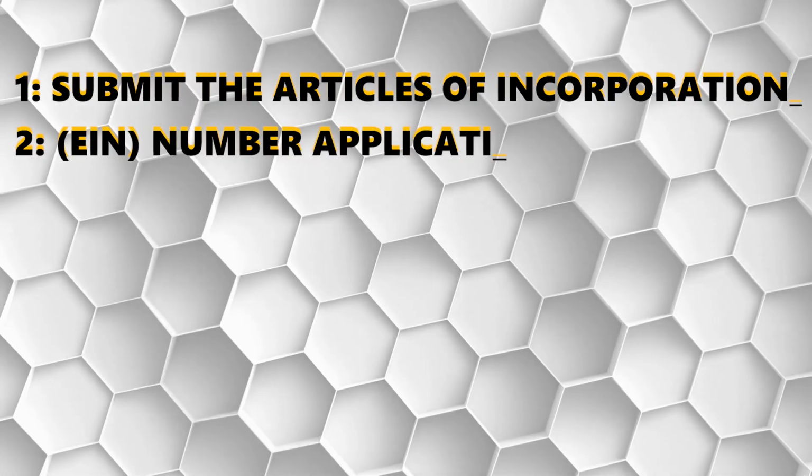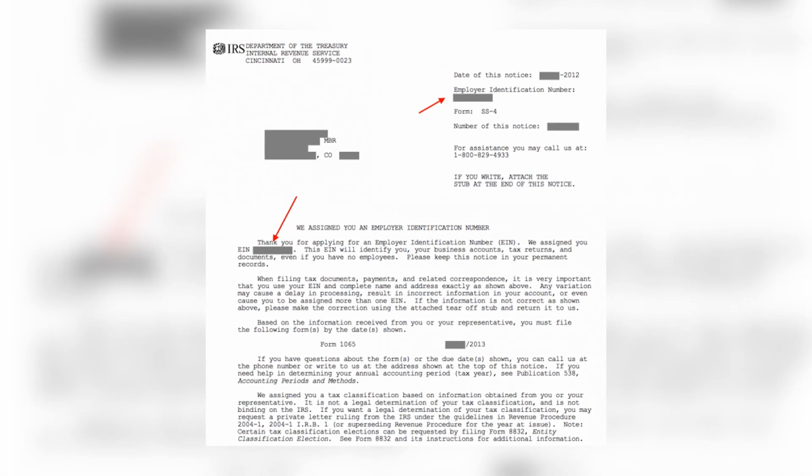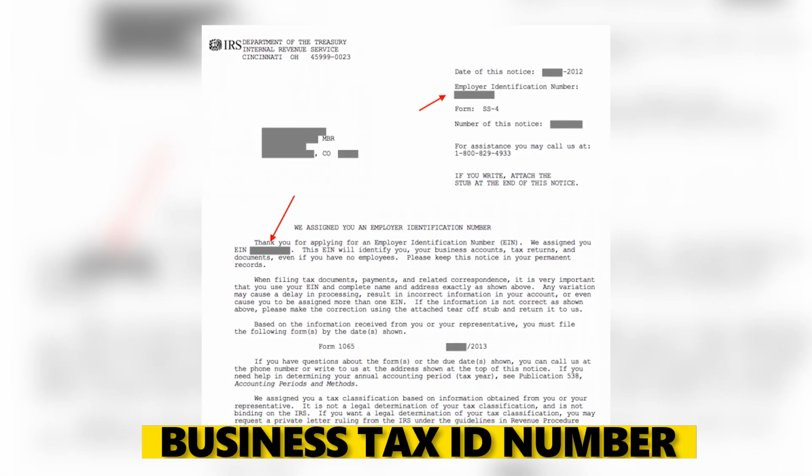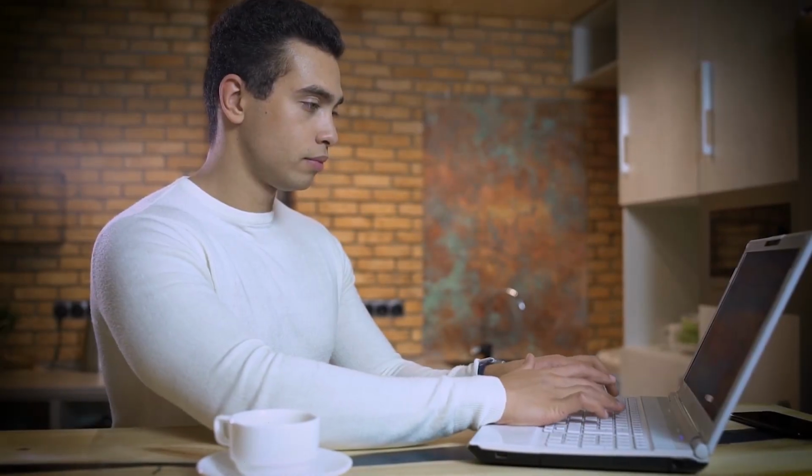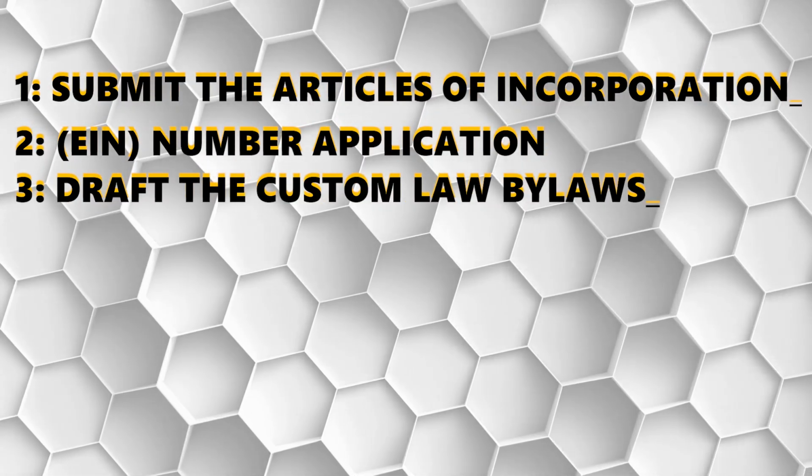With that side note out of the way, let's talk about the second step, which is the EIN number application. The EIN is a business tax ID number that's required to open a business bank account. You will be able to obtain and apply for the EIN number by reaching out to the IRS. Once you obtain the EIN number, the third step will be to draft the custom law bylaws.